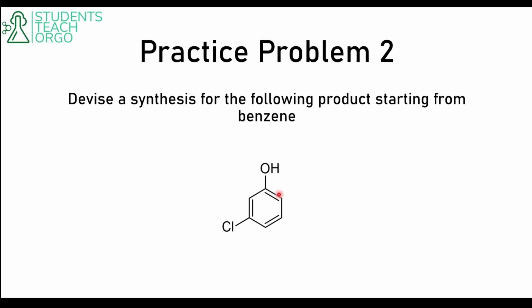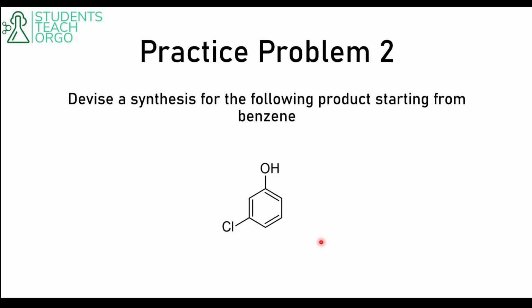Okay, so for this one we have this meta product here, and that should tell you that we're going to need some kind of meta director at some point. Now, we know that the OH is not a particularly strong meta director, and we know that the Cl is not a meta director at all. It's an ortho-para director. So how do we get the meta product?